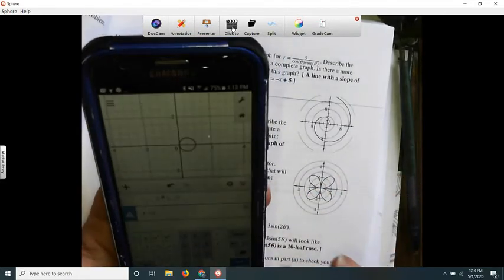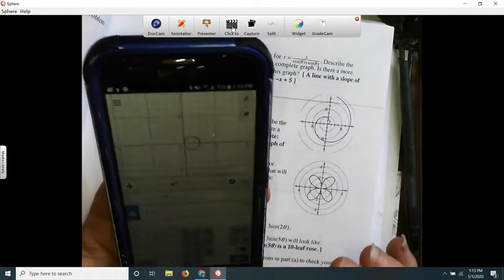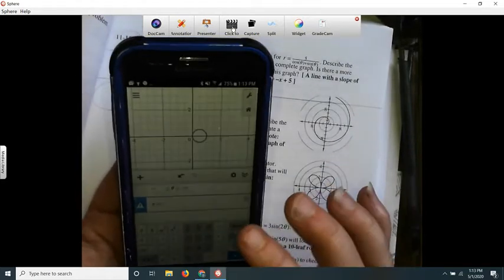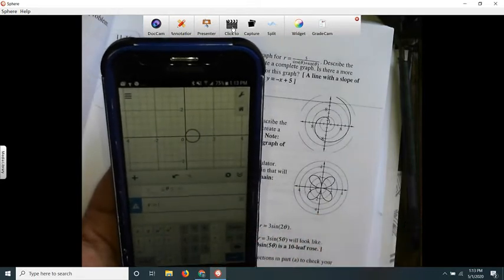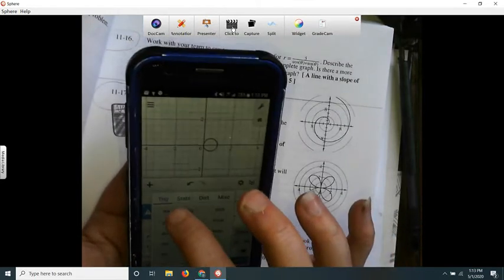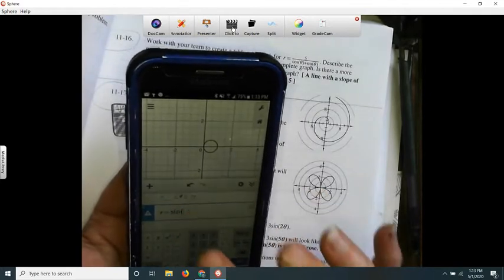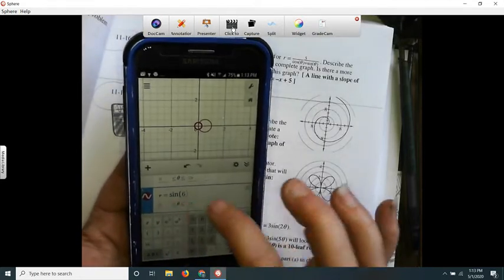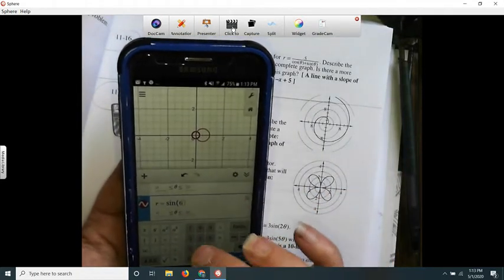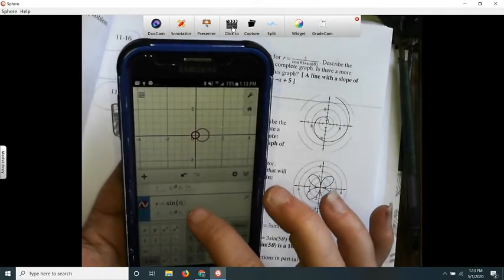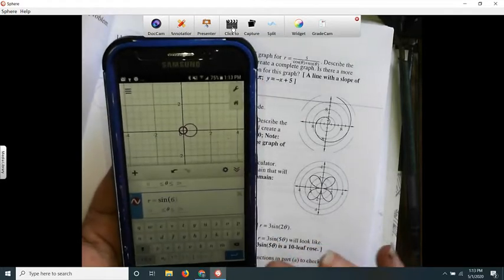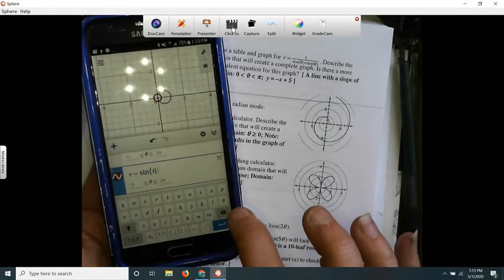Like, I don't know, let's go sine of 6 theta. Let's see, functions. Where's my sine button? Sine. And then I'm going to go 6, and then you have to use theta. So basically you have to have r's and thetas. I can't use x or else it won't know that I want polar. It knows that I want polar when I use, see there's a little theta right there underneath the P.